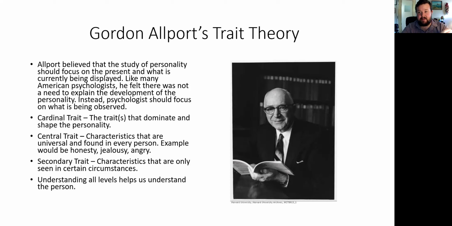So we have cardinal traits. That's really our more dominant personality trait. Underneath that are our more central traits, mostly emotional states that all of us have experienced in some circumstance. We've all experienced moments of jealousy, emotional pain, courage, fear, etc. Those are our central traits. And then finally, secondary traits are seen in very certain circumstances or situations.